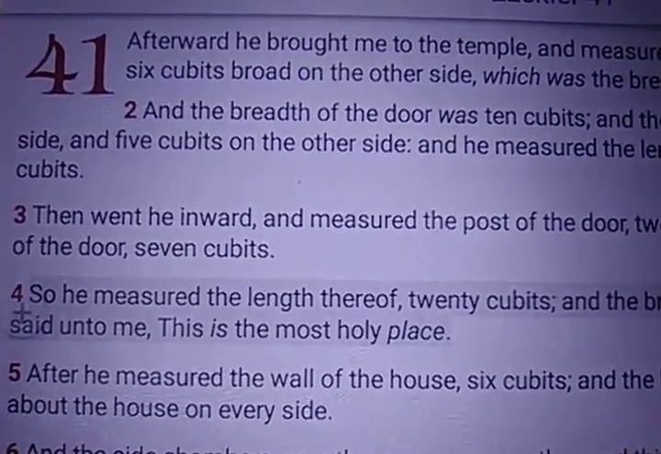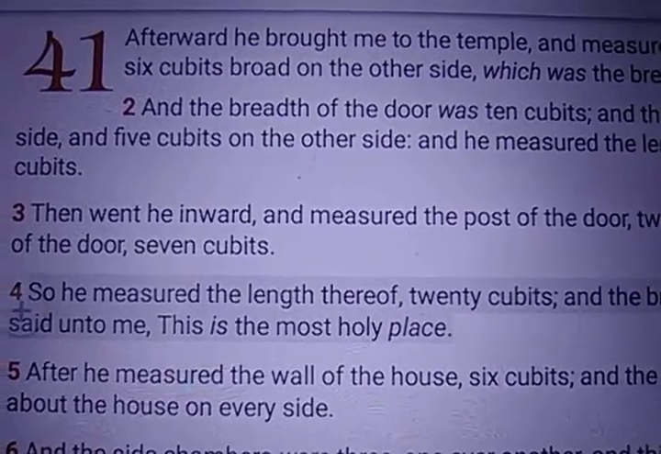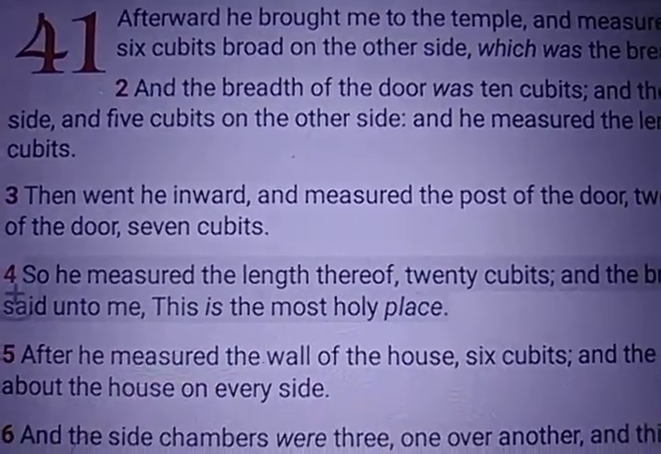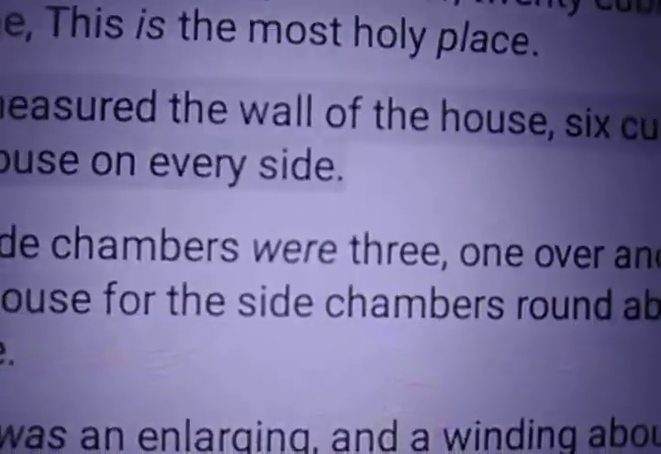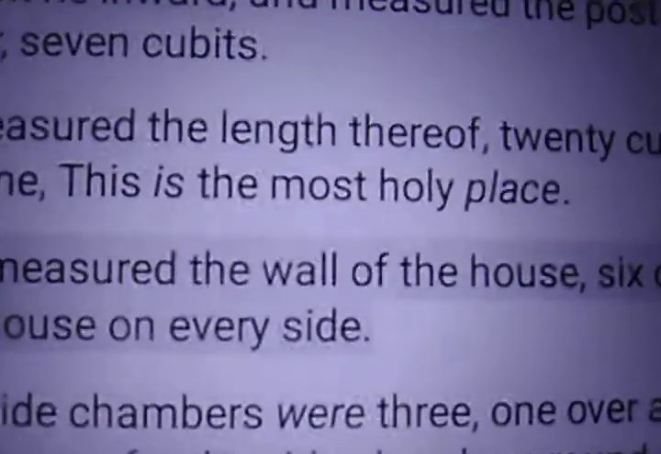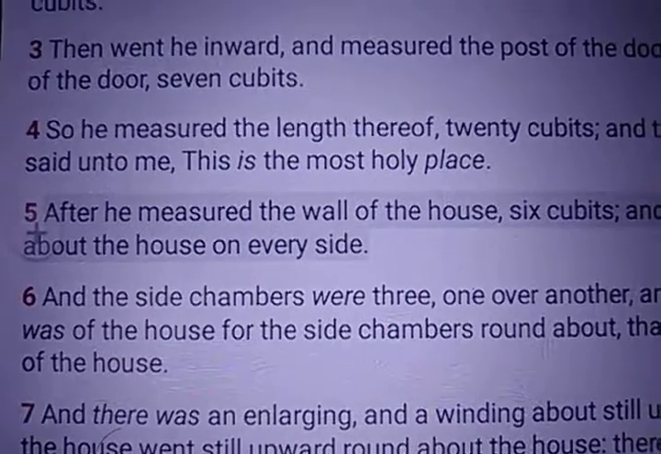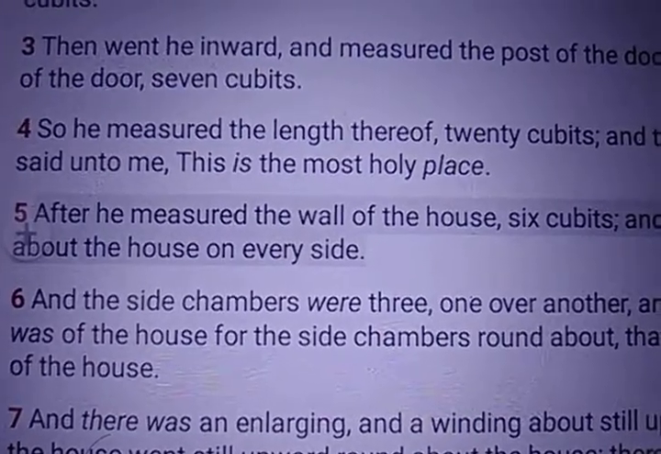So he measured the length thereof, 20 cubits, and the breadth, 20 cubits, before the temple, and he said unto me, This is the most holy place. After he measured the wall of the house, 6 cubits, and the breadth of every side chamber, 4 cubits, round about the house on every side.